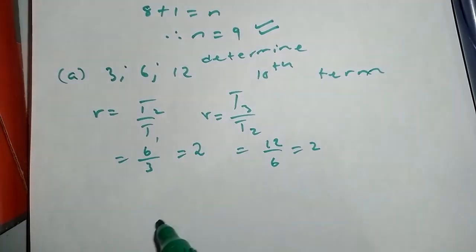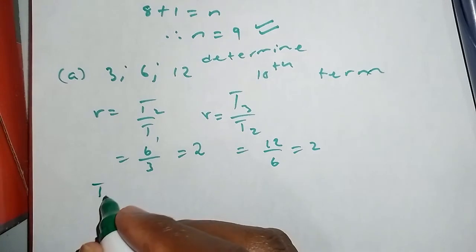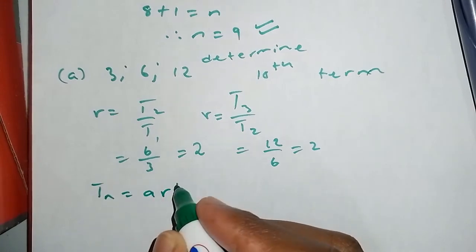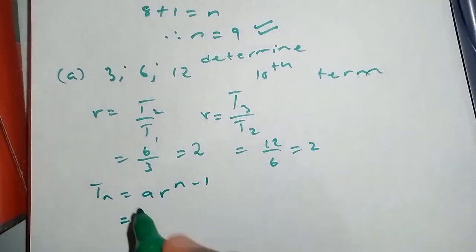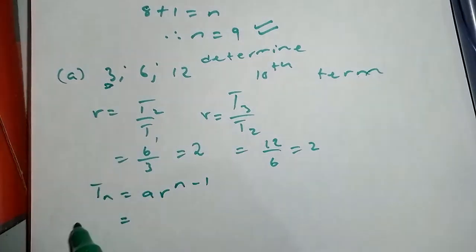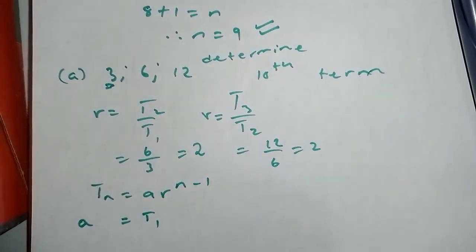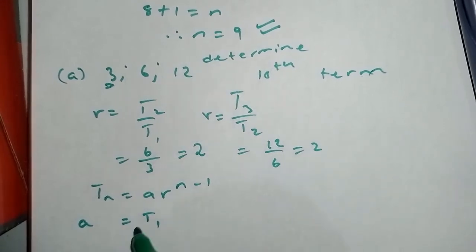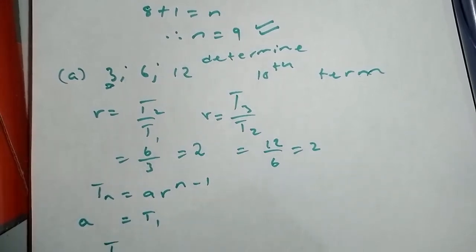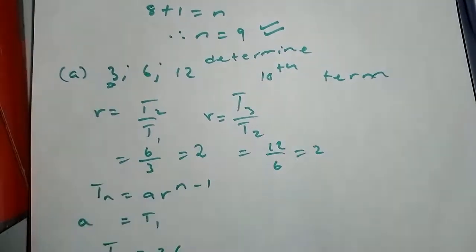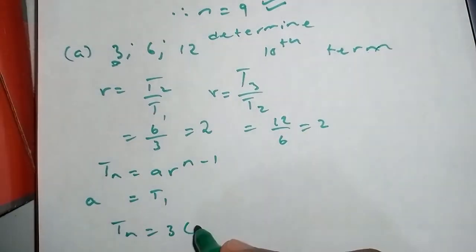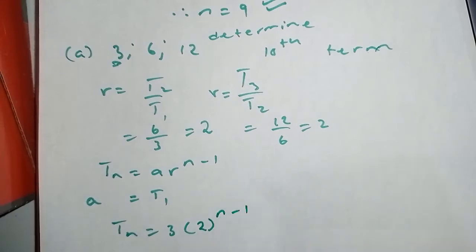Now, I can either use the formula Tn is equal to A R^(n-1), where the value of A is 3, because A is your first term, always. A will always be your first term, right? Then I can say Tn is equal to 3, A, into, what is the value of R? It's 2 to the power n minus 1, right?